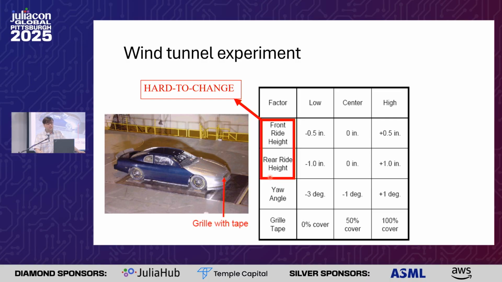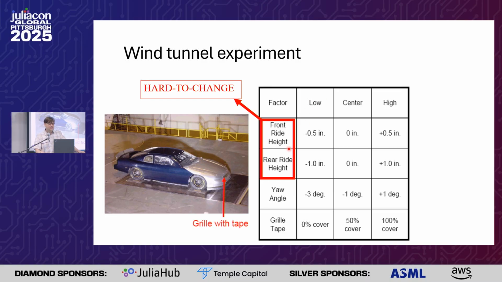The other 2 factors, the yaw angle and the grill tape, are easy to change. The yaw angle is just changing the angle of this platform, and the grill tape is just putting a certain amount of tape here at the front of the car. To do that, you don't need to shut down the wind tunnel. Those are much easier to change.